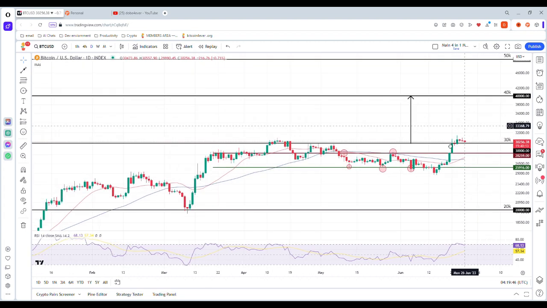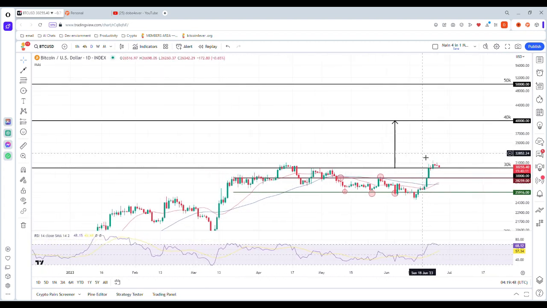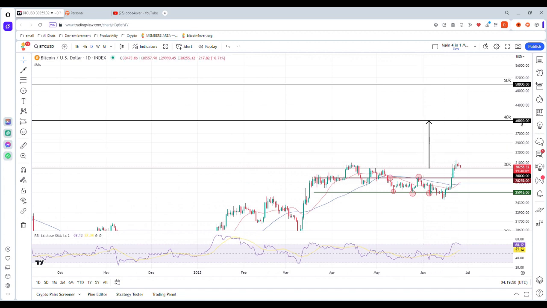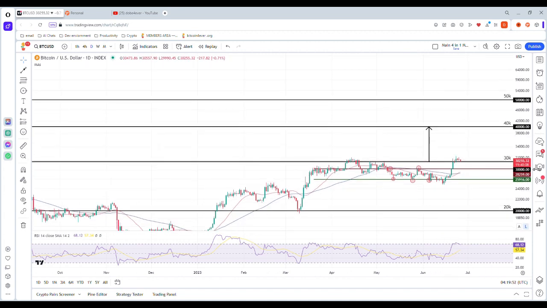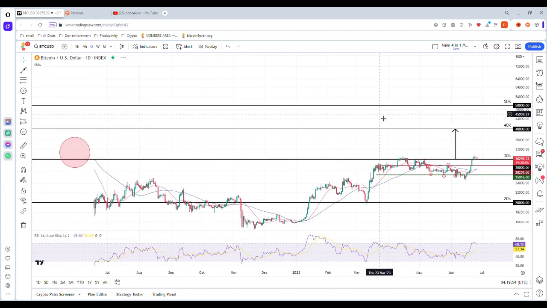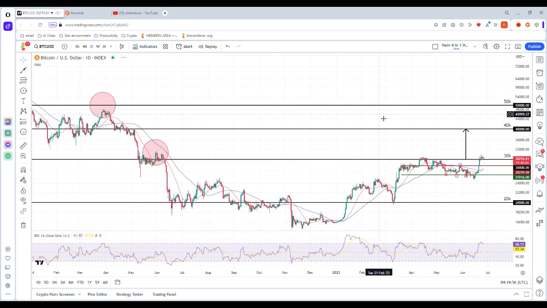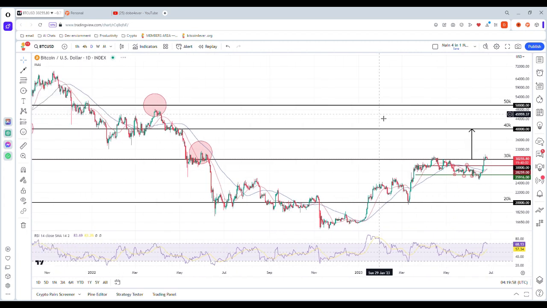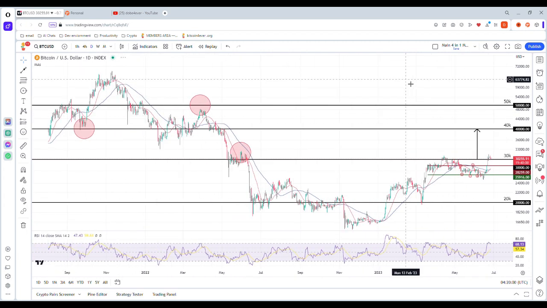So as always, remember that the market is constantly changing and that historical patterns can offer guidance, but they are not definitive indicators of future price movements. And so stay informed, monitor the charts, and adapt your strategy accordingly.